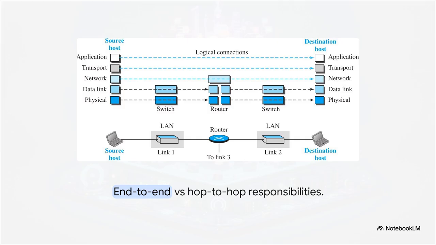So the crucial point here is understanding the logical domain of duties. The top 3 layers, application, transport, and network, they hold end-to-end responsibility. They establish a logical connection entirely across the internet, from the original source host to the ultimate destination host. But the bottom 2 layers, data link and physical, they only have hop-to-hop responsibility. They are only responsible for getting the data across one specific link. For example, moving data from your laptop to your home Wi-Fi router. Once the data hits that router, that specific hop is finished, and a brand new hop begins.